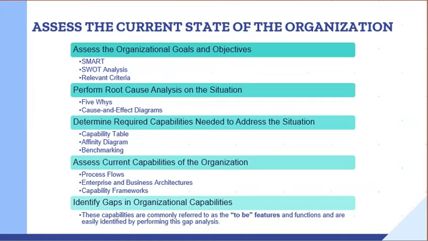And the last step is about the identification of the gap in organizational capabilities. So when we say capabilities, this is commonly referred to as to-be features and functions, and these are easily identified by performing the gap analysis.